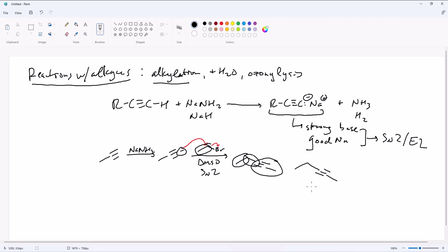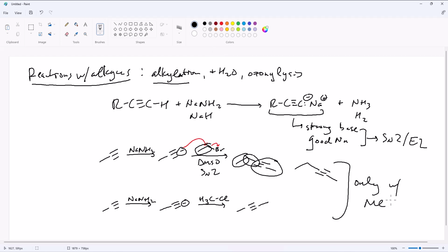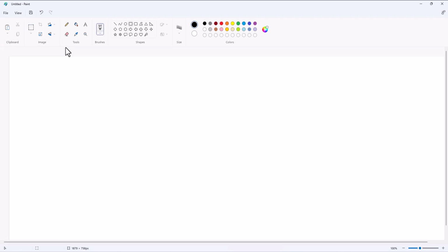We can take this, say we're using the same species, we add it to NH2, we generate the alkylidine. We can also do this with methyl alkyl halides, so CH3Cl. This will similarly do an SN2 reaction, and we will end up with the 2-butyne. Now, this type of alkylation can only be done with methyl and primary alkyl halides, and we'll examine why we can't do that with secondary or tertiary alkyl halides.